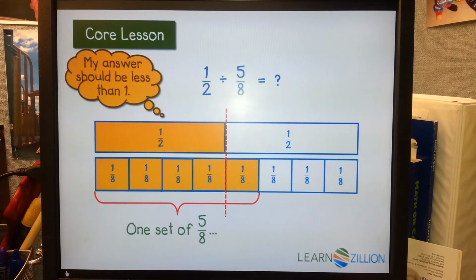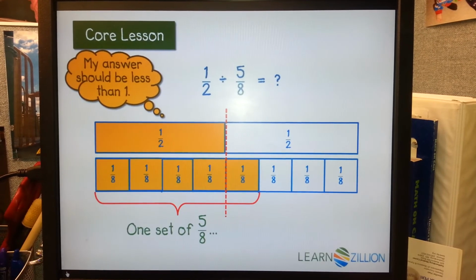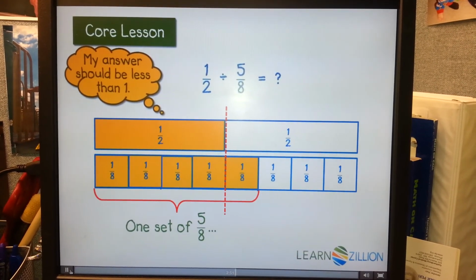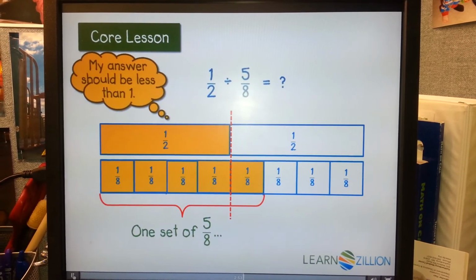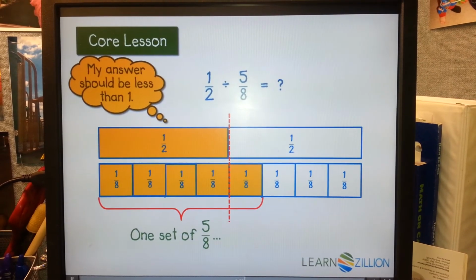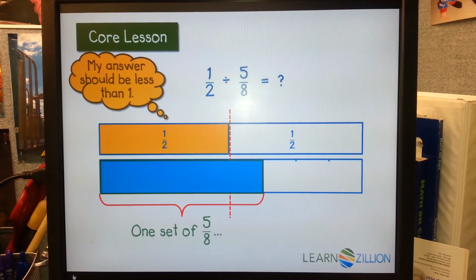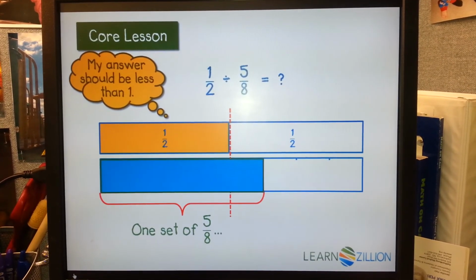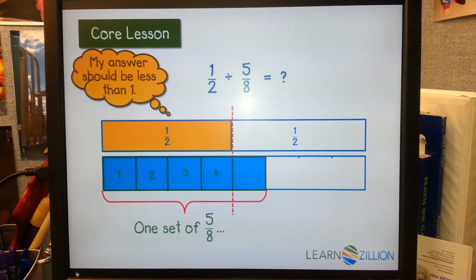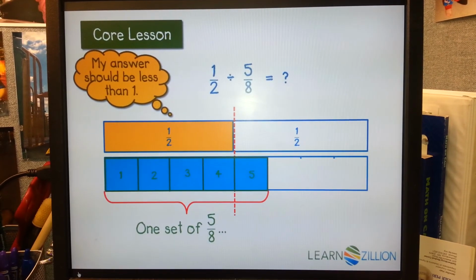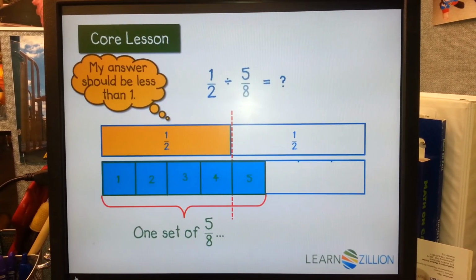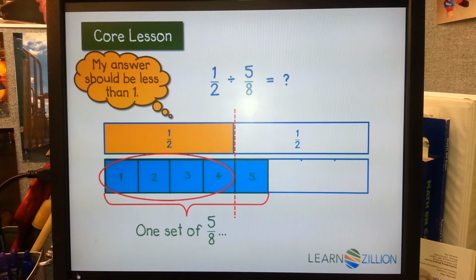Here it would be tempting to say that 4/8 is the answer. I can definitely see that 4/8 is equivalent to a half. But I want to think about how much of this piece, how much of the 5/8 fits into 1/2. If I break this whole section into equal pieces, I can see that 4 out of those 5 pieces fits into 1/2.